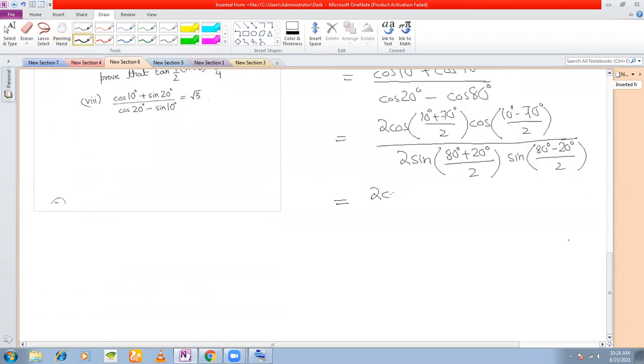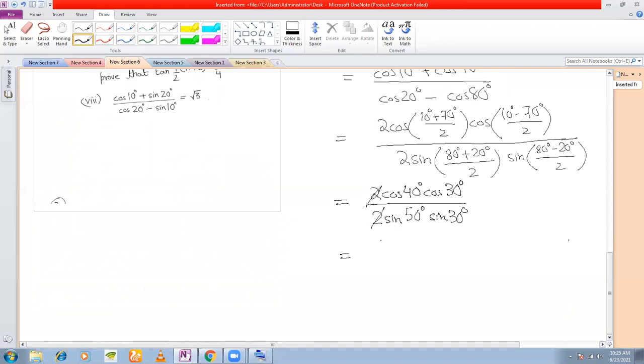So this is 2 cos 40, since 80 by 2 is 40. And this is cos (10 minus 70)/2, which is cos of minus 30, and the minus will get absorbed. So you simply get cos 30. Divided by 2 sin 50, since (80 plus 20)/2 is 50, and sin 30, since (80 minus 20)/2 is 30. So this 2 and this 2 cancel, right?